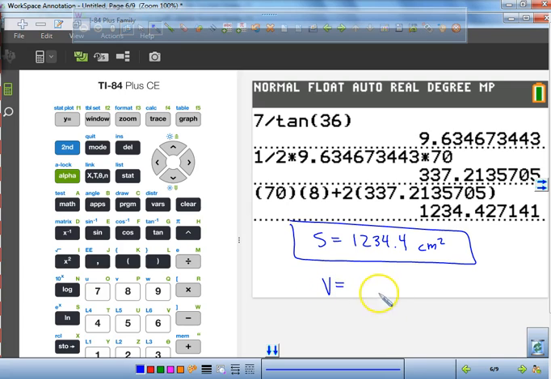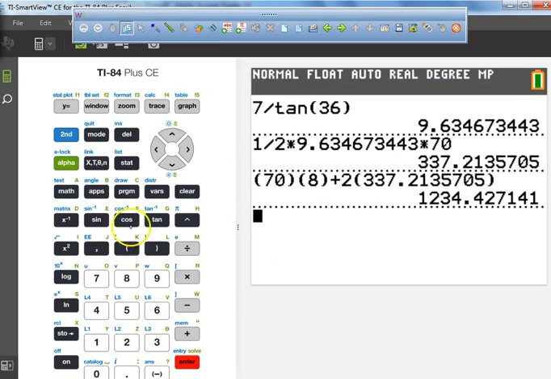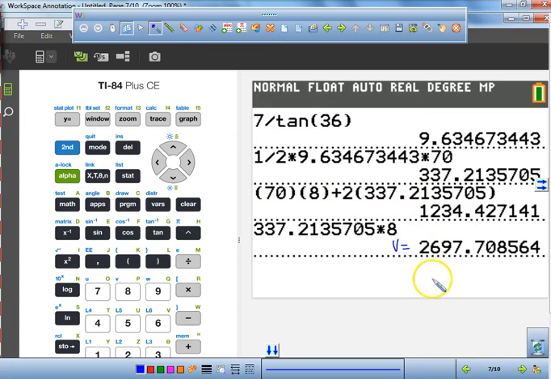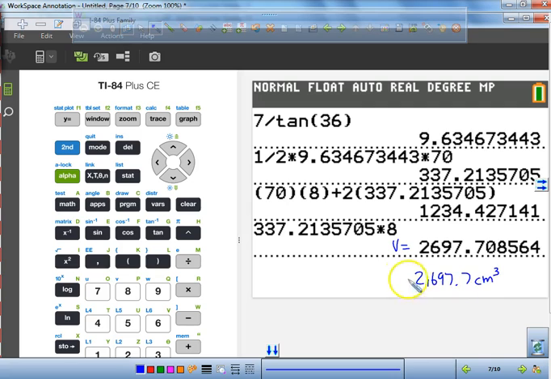How are we going to find the volume now for this? The volume is the area of the base times the height. So what's the area of our base? What's our capital B? Right? And our height is 8. So all we have to do in the calculator now is do this. We're going to take the area of the base, which is this right here, press enter, and multiply it by the height, which is 8. And what does that represent right there? That's our volume. And that's going to be centimeters cubed.